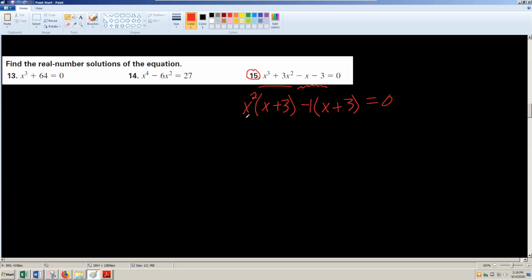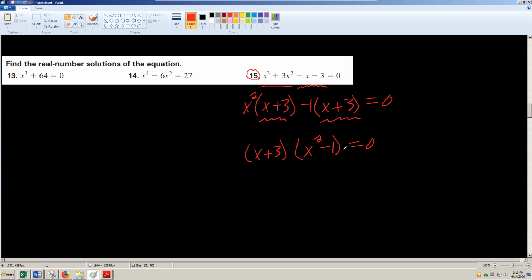So now I've got this times this chunk, and I have this times this chunk, and the chunks are the same, so I'm going to factor that out. I'm going to factor out an x plus 3. When I factor out an x plus 3, what is left? x squared minus 1. So that's my factor by grouping.